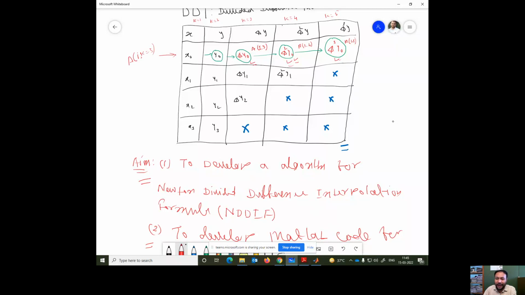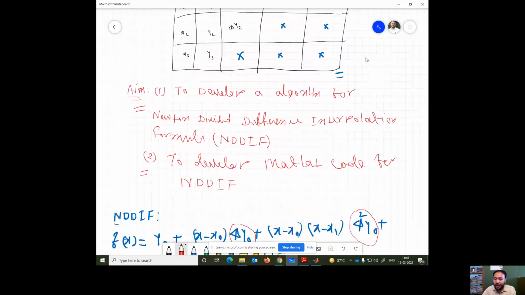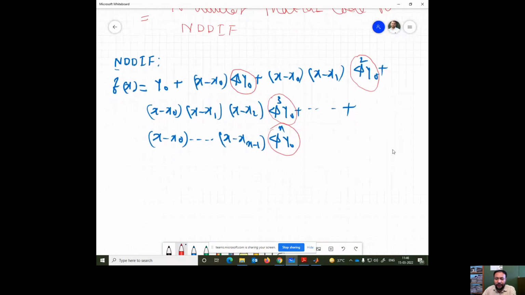So I need to take the value of this, and this, and this from the table. It is from the first row and column 3 onwards. Be careful, from the first row and column 3 onwards, the value of delta y naught, delta square y naught, and delta cube y naught can be calculated for the Newton divided difference interpolation formula. Just look at this formula.